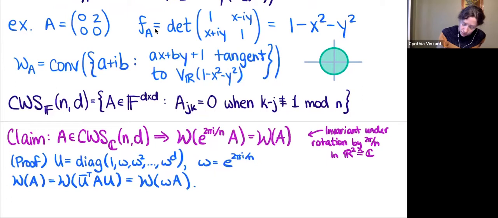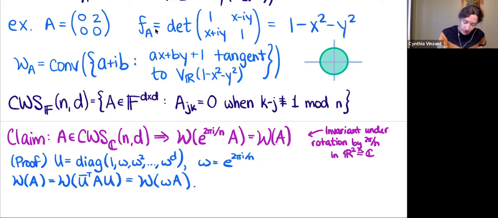So I'm going to write down a diagonal matrix consisting of the powers of nth roots of unity, and then use it to conjugate my matrix A. And the numerical range of a matrix, one can check just straight up from the definition that if I take any unitary matrix U and conjugate, the numerical range won't change because I'm just multiplying by unit vectors in C to the D. So for any unitary matrix, the numerical range of A is equal to the numerical range of the conjugation of A.